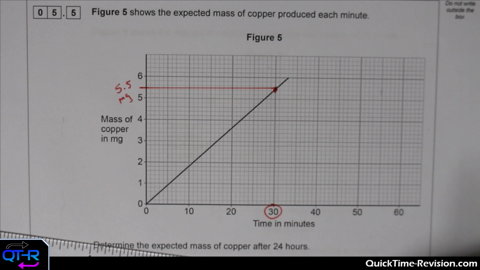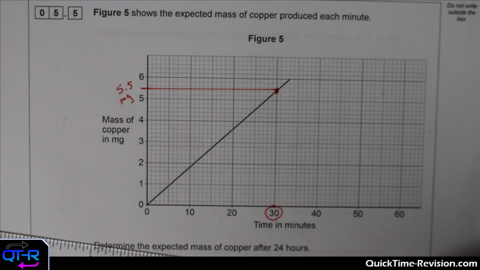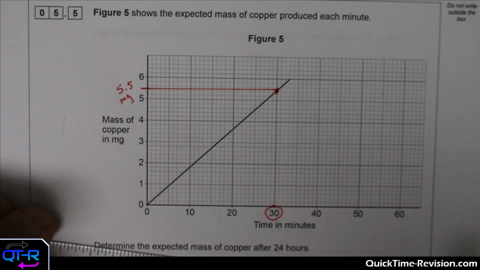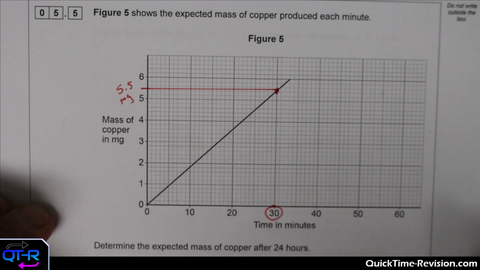So all we got to do now is find out how many 30 minutes we have in 24 hours, and then multiply the 5.5 times that number. Okay, and that is it. But in the mark scheme it says 5.4, but it gives you a tolerance of half a box. We got 5.5 in this question, so it should still be alright. And as long as the rest of the calculation makes sense, it should be okay.